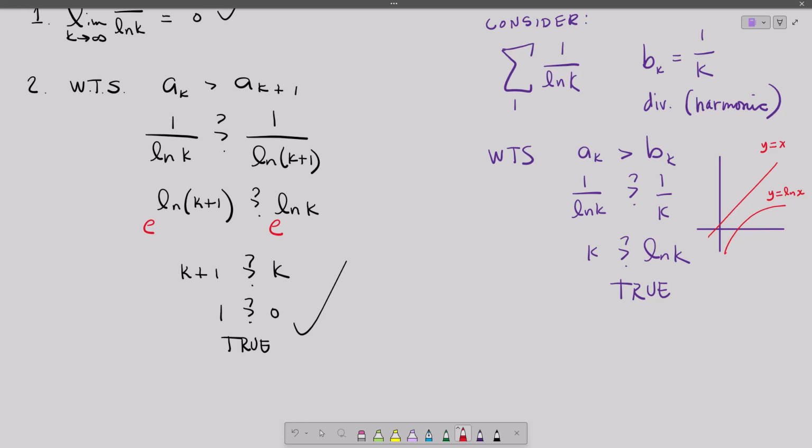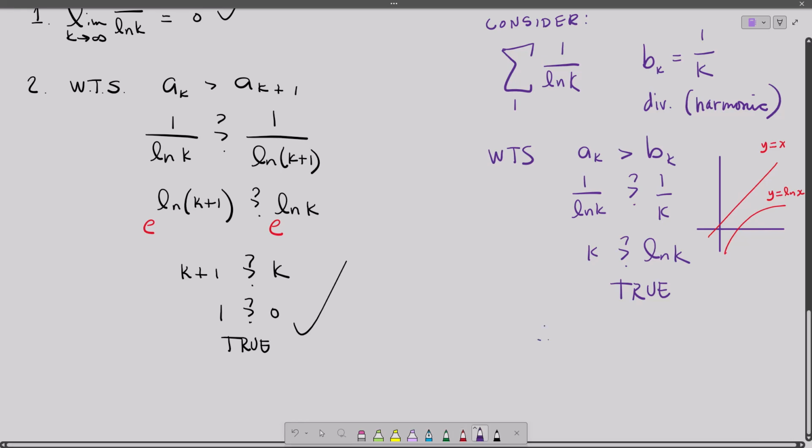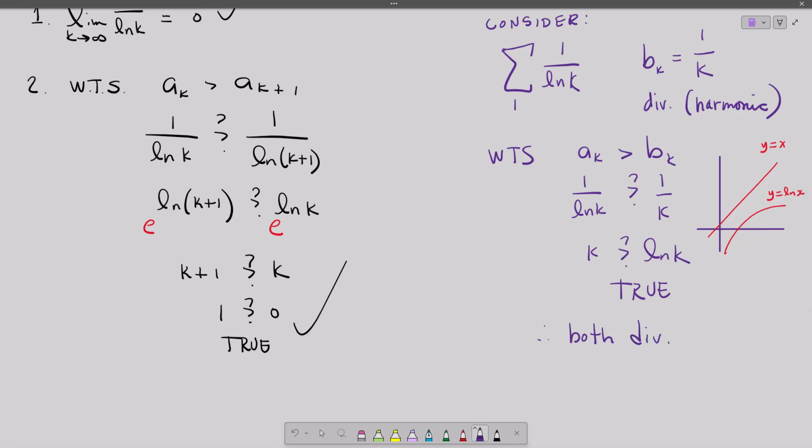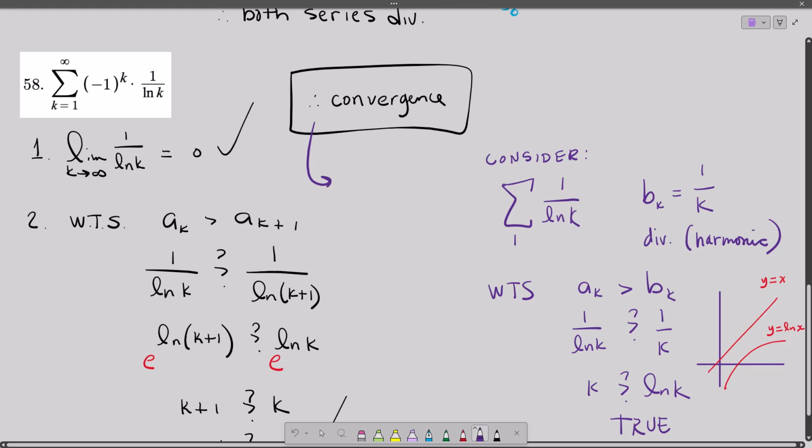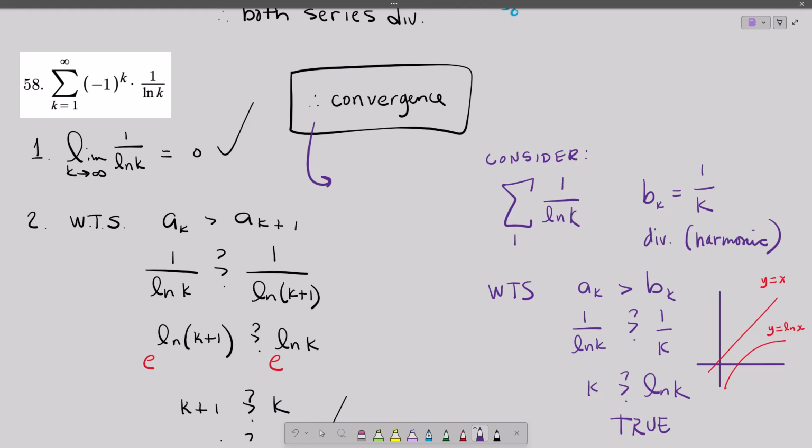So therefore, over here, both are going to diverge. So the series of absolute values diverges. So this convergence is conditional, because the absolute values are going to squish the convergence and make it diverge. So this is going to be conditional convergence. Divergence is divergence. It's not conditional or absolute.